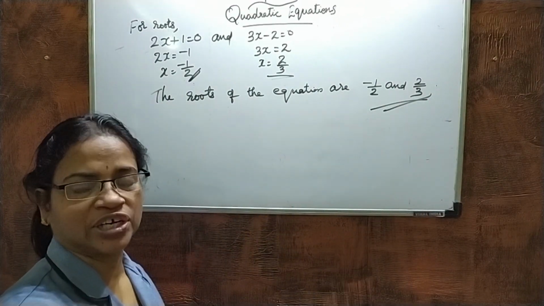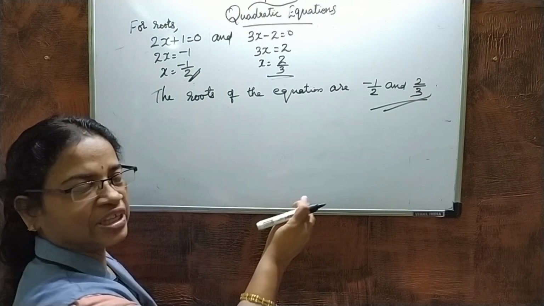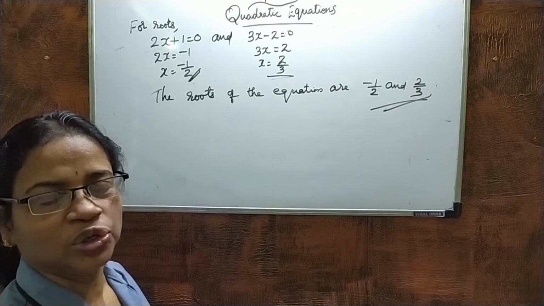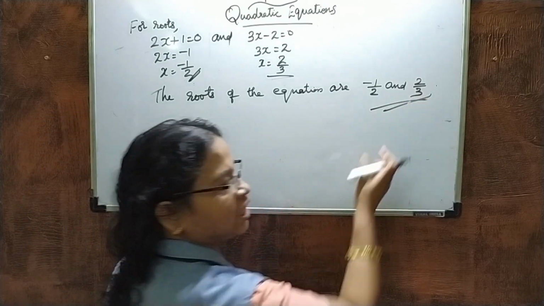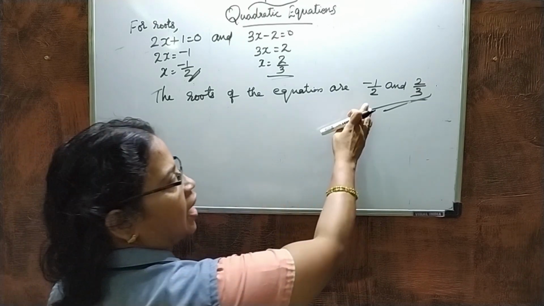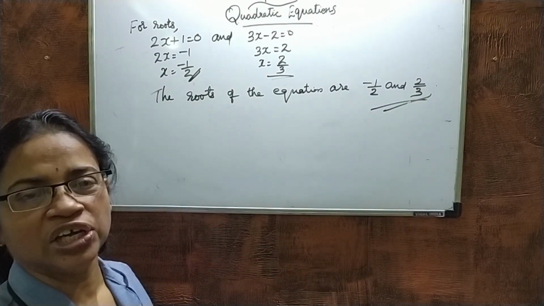Now if you want to check whether it is correct or not, what will you do? You have to substitute this value, negative 1 by 2, in the equation. You will get the answer 0. And then you have to substitute this 2 by 3 in the equation. Means instead of x, you have to substitute either negative 1 by 2 or 2 by 3. You will get the answer equal to 0.